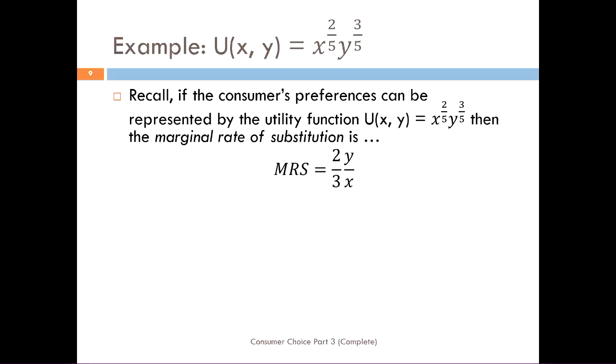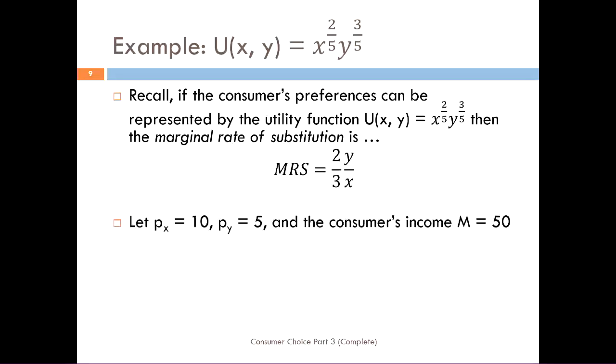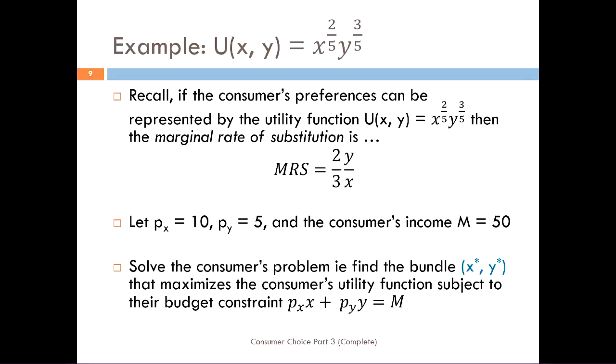Right? So our problem becomes easy. Set that equal to the relative price. Suppose the price of x is 10, the price of y is 5, and you have an income of 50. Notice I have to give you this. This is given to you. So we set the marginal rate of substitution equal to the relative price, and we solve. So when I say we solve, I mean you solve. And then I'll show you my solution. So try that out. Find the optimal bundle.